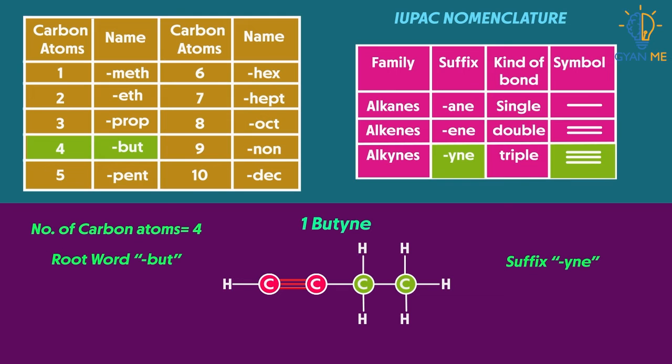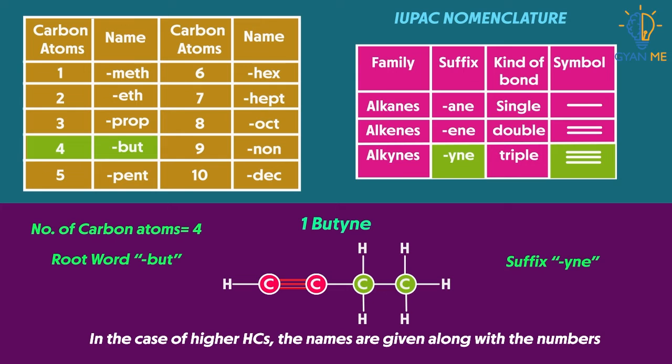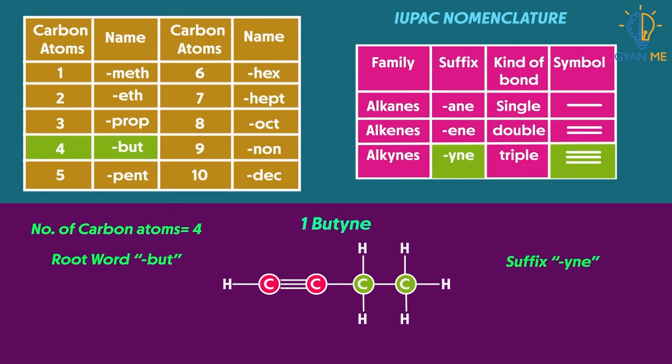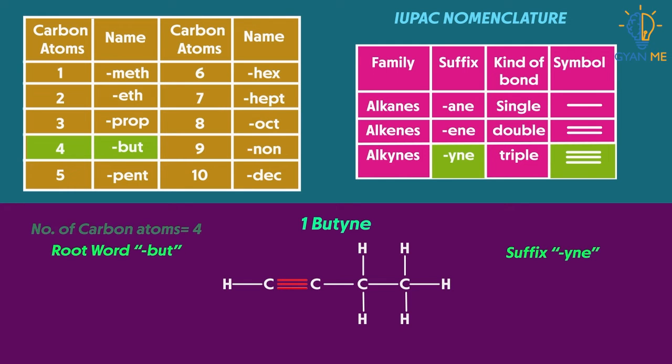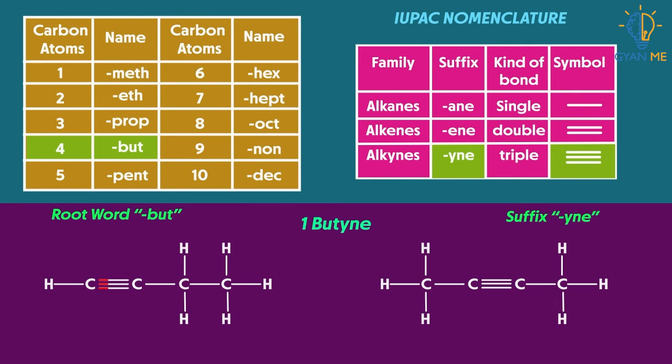Now you must be wondering why this 1 is there in front of the name. What does it indicate? Let me tell you one important point that you need to remember here. In the case of higher hydrocarbons, the names are given along with the numbers. These numbers indicate the position of the bond or functional group present on the chain, just like in our case. Let's understand this. In this compound, the triple bond is here. And what about this compound? Note that here both the compounds have the parent name butyne, that is, a compound with 4 carbons and 1 triple bond. That's right. But the location of this triple bond is different in both the cases.